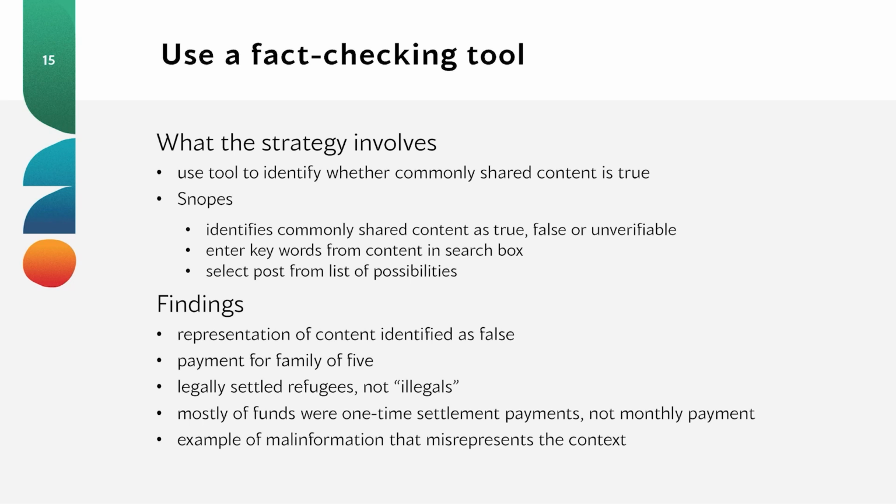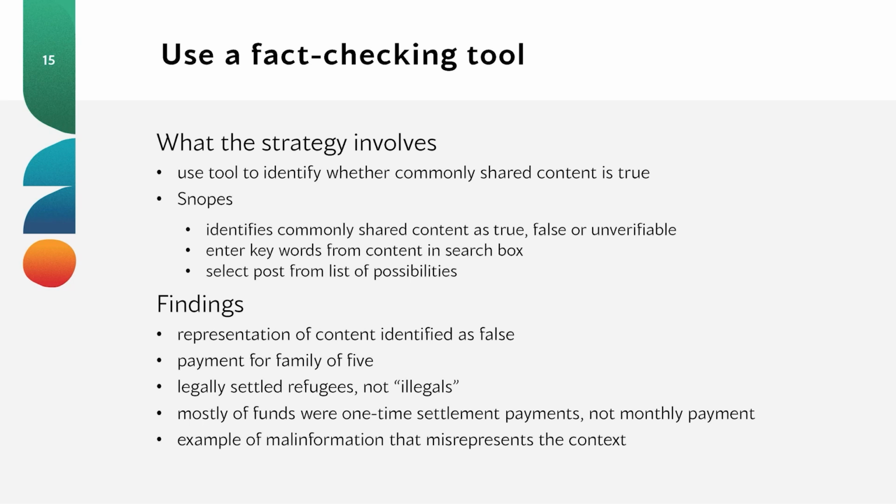If we type the words illegal refugees, government funding into the Snopes search box, it pulls up several articles that Snopes has investigated on this topic. At the top of the list, we find, quote, "Do illegal refugees receive $3,874 per month from the government?" End quote. According to Snopes, this information is false.